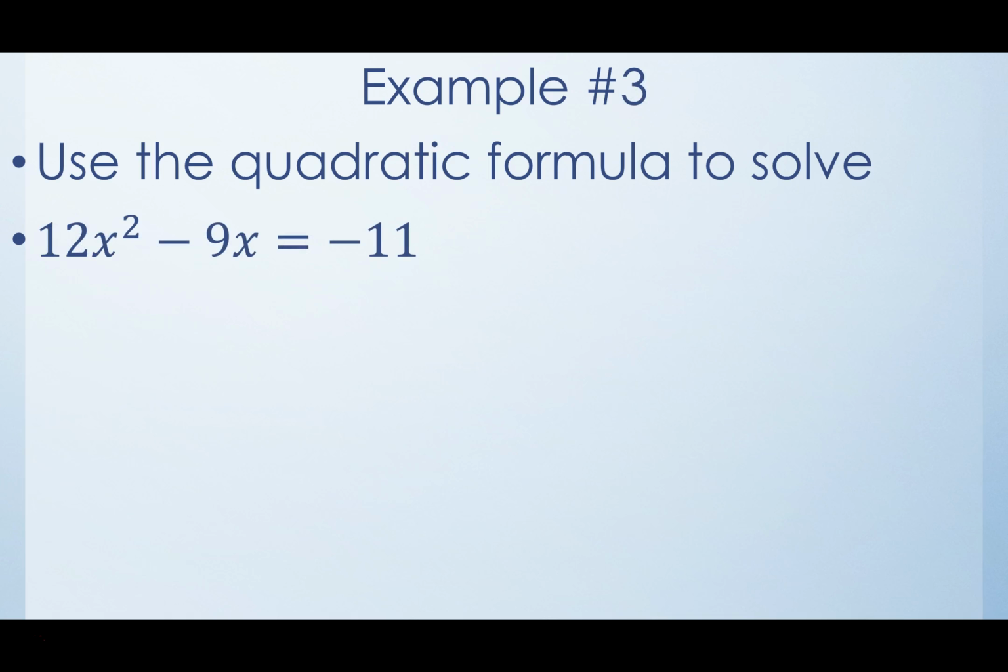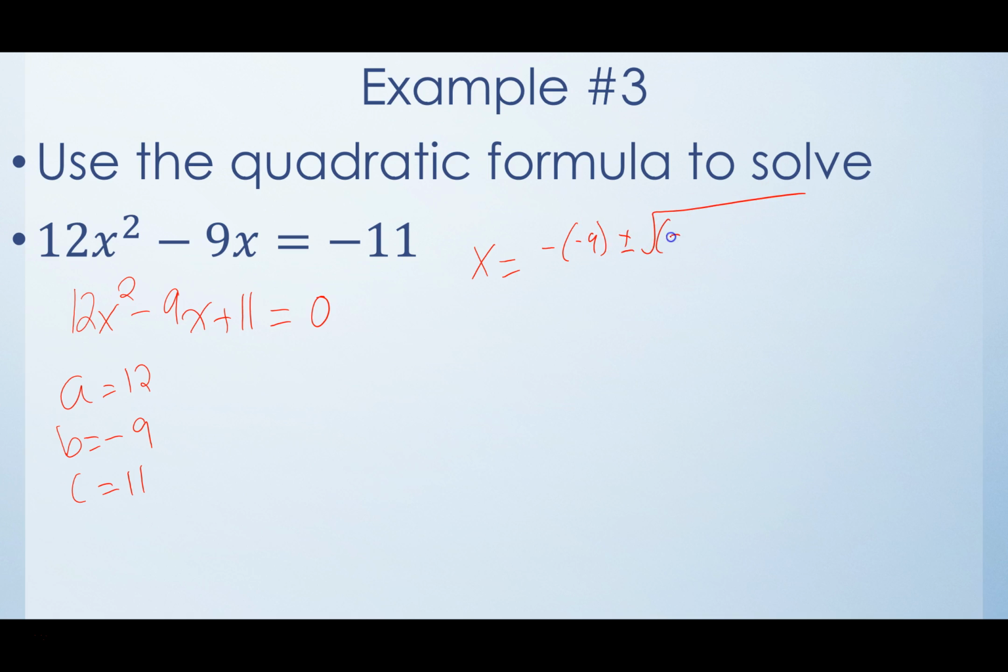Alright, so let's take a look at just one more. So we have 12x squared minus 9x equals negative 11. Let's move the negative 11 over. 12x squared minus 9x plus 11 equals 0. So a is 12, b is negative 9, c is positive 11. So x equals negative of negative 9 plus or minus the square root of negative 9 squared minus 4 times 12 times 11, all divided by 2 times 12.